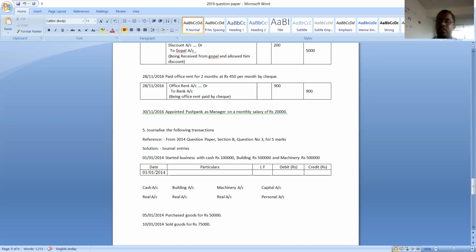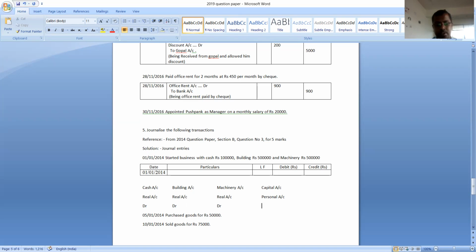What is the rule of real account? Debit what comes in, credit what goes out. So if there are assets, just check whether they are coming into the business or going out of the business. Here, commenced business with cash, building, and machinery means all these 3 assets are coming into the business, so we should debit all 3 asset accounts. So cash account should be debited, building account should be debited, and machinery account should be debited.